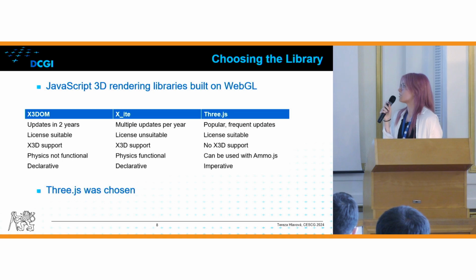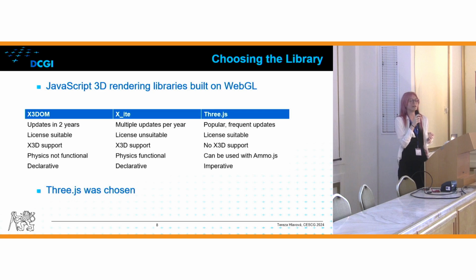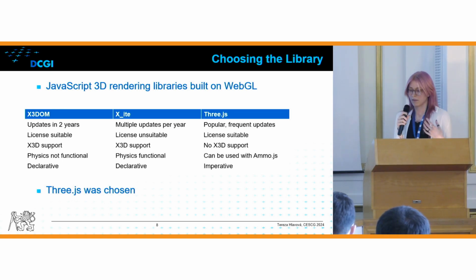It's very popular, it has frequent updates, it has a suitable license, but it doesn't have X3D support. It has a GLTF format loader though. And from the testing that we did, it can also be used with Ammo.js for maybe future work of using more of the physical simulations. And it's imperative, which means that we have direct control over scene load, objects in the scene, their modifications, and rendering.